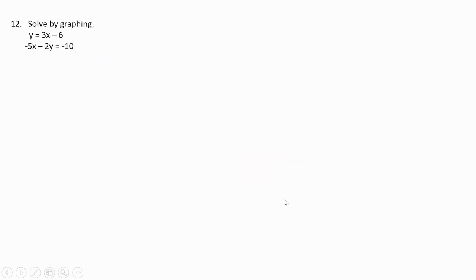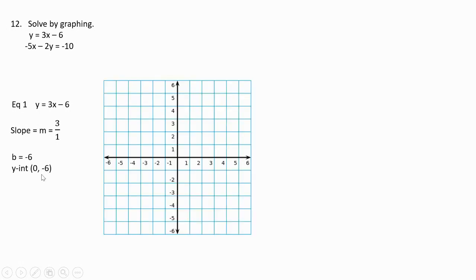Okay, now we're doing something from, I believe, chapter 6, which is solving linear systems of equations. This is solved by graphing. Let's call the first one equation 1, and then this will be equation 2. So for equation 1, my slope is 3 over 1, which is 3. My b, which is the y-intercept, is negative 6, which will be 0, negative 6, and that's my starting point.